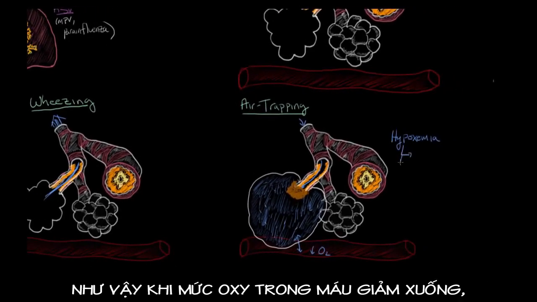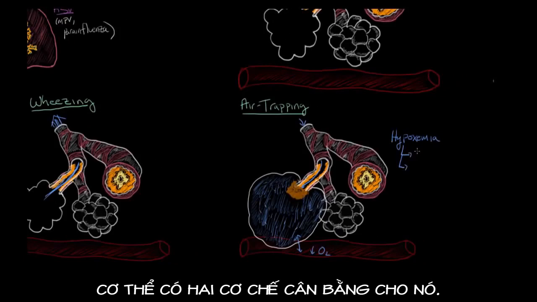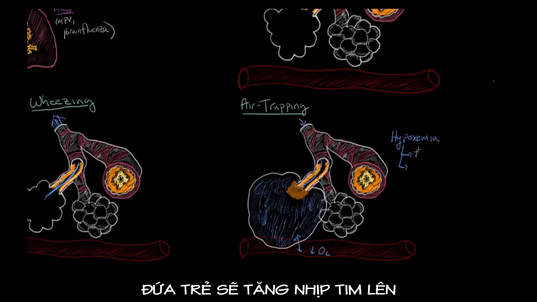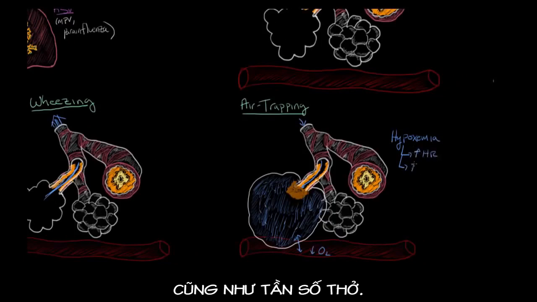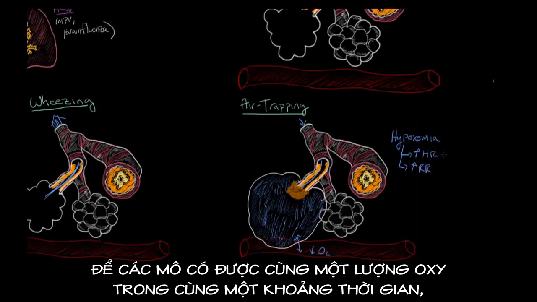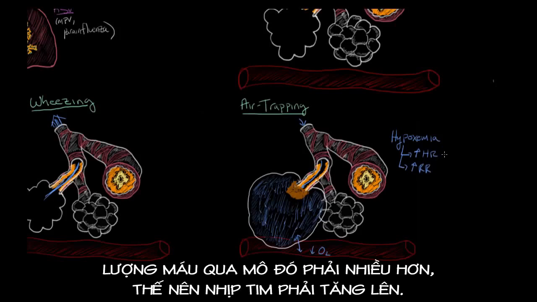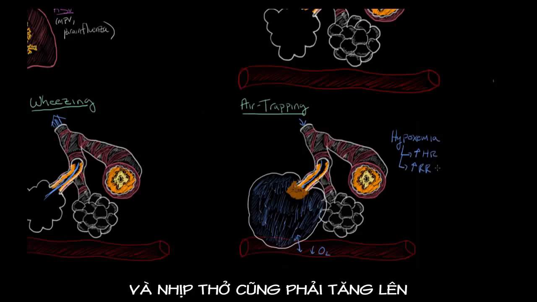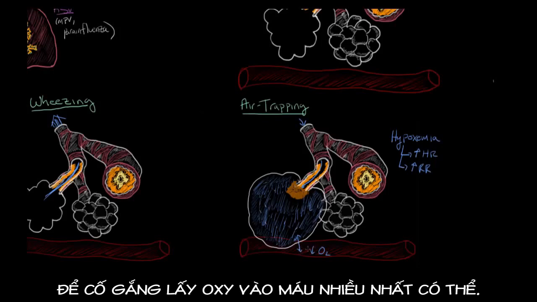So as this oxygen level in the blood decreases, the body has two main mechanisms to compensate for it. The child will increase his or her heart rate as well as his or her respiratory rate. This makes sense because if the blood has a decreased oxygen concentration, in order for the tissues to get the same amount of oxygen over the same amount of time, more blood has to go through that tissue, so the heart rate is increased. And also the respiratory rate is increased to try and get as much oxygen into the blood as possible.